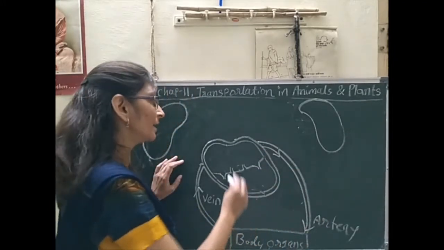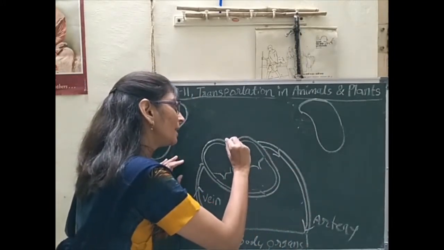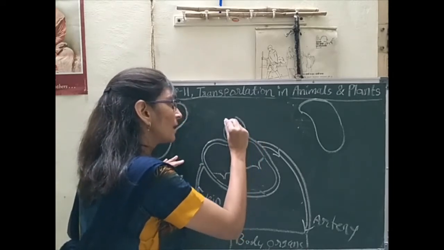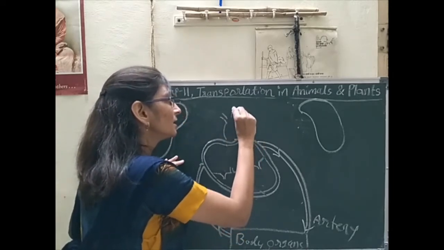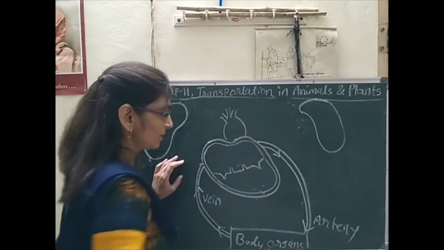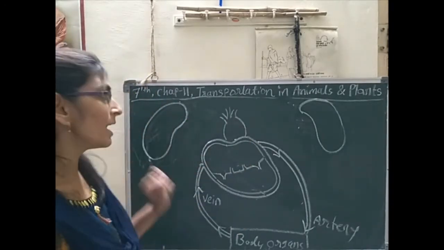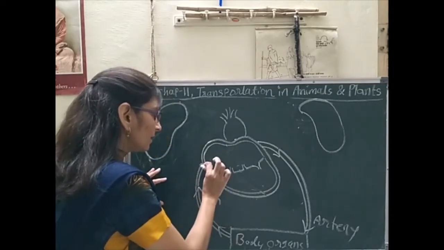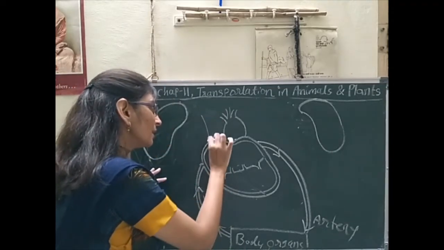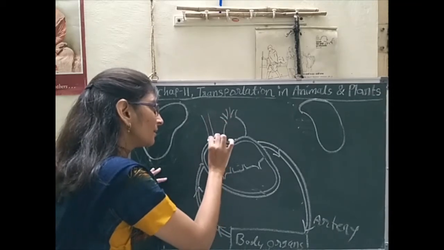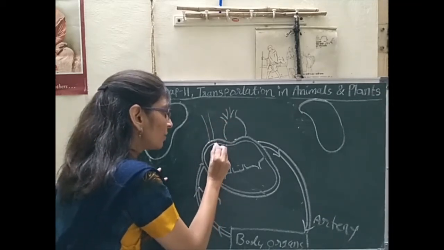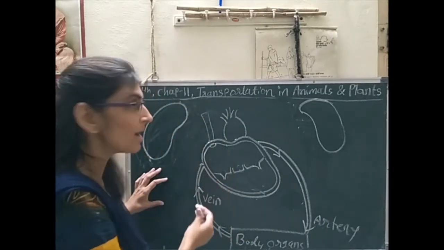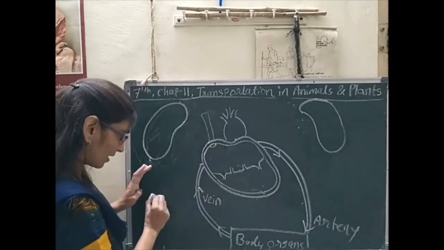There are many arteries, but the major artery is the aorta here. The major artery is the aorta. It again branches into three arteries, so that we will discuss in detail later. And there are two veins here, two types of veins which carry blood towards the heart, that are inferior vena cava and superior vena cava.